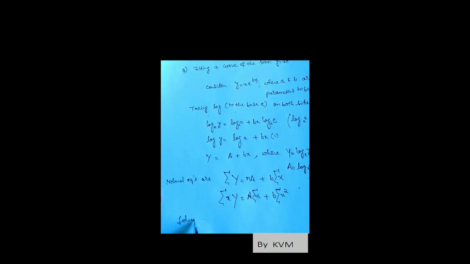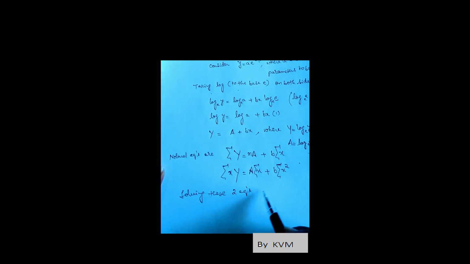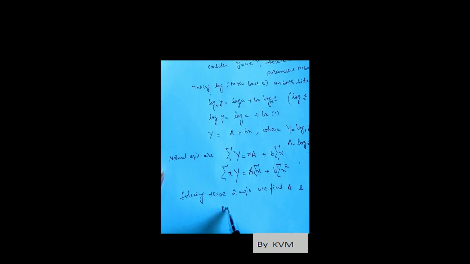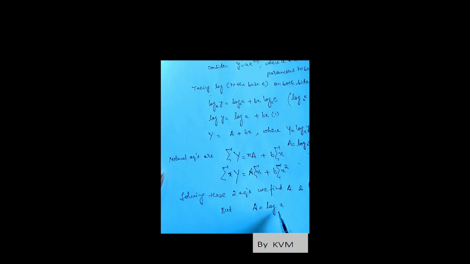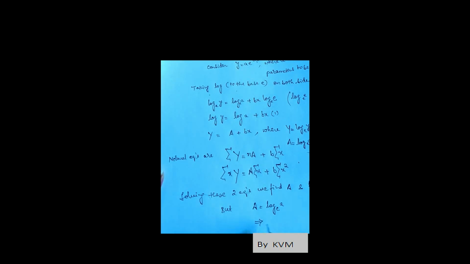So here, once writing the normal equation, we have to solve these two equations to find a and b. So solving these two equations, we find capital A and small b. But what is capital A? Capital A is log a to the base e. So this gives small a. Small a is e power A.